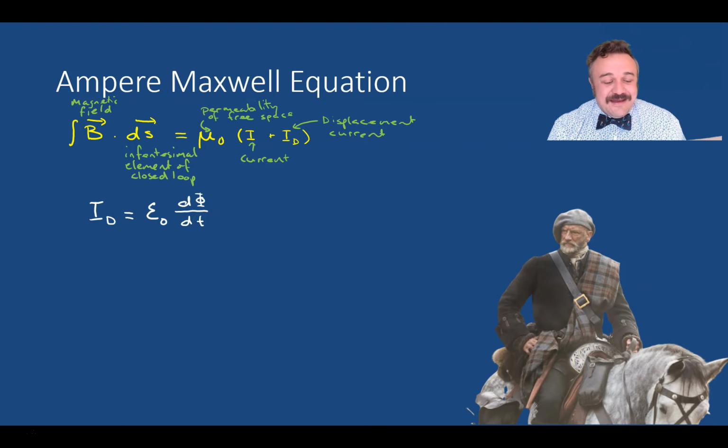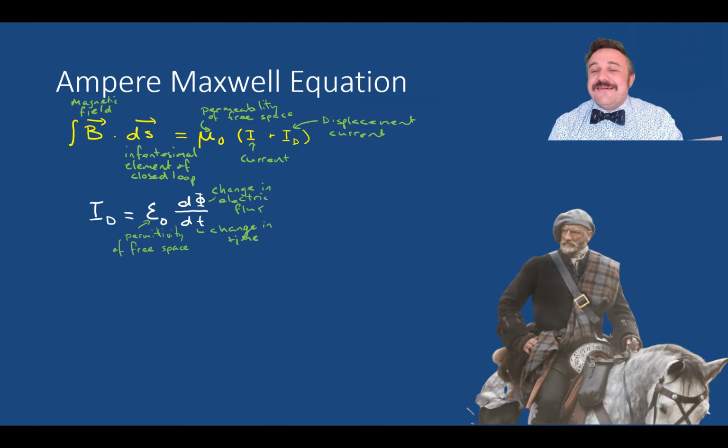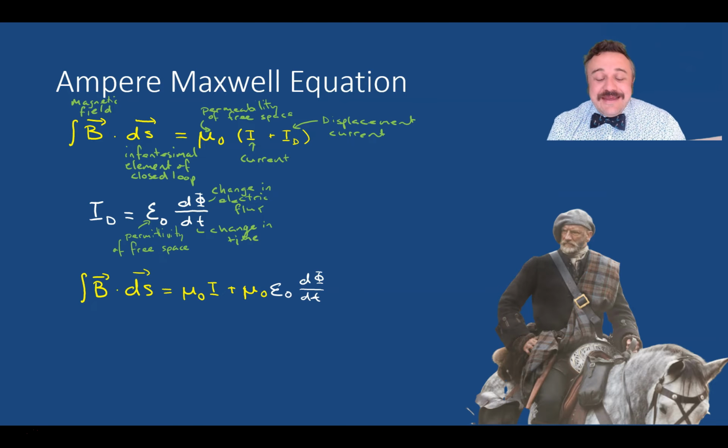Okay, so it's all there, right? What this means is that the field strength of the magnetic field multiplied by an infinitesimal element of closed loop is equal to the permeability of free space, that's how far the magnetic field is able to move in a vacuum, multiplied by the current, plus the permeability of free space multiplied by the permittivity of free space multiplied by the change in electric flux divided by the change in time. Okay, so what does all that mean?